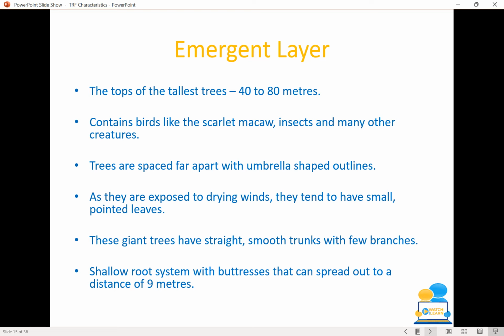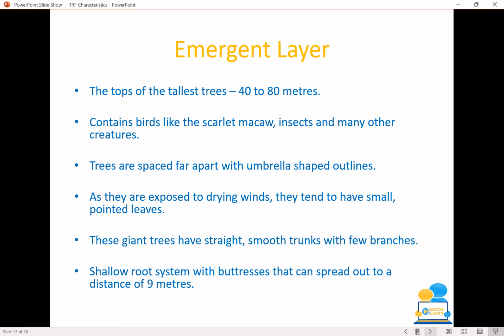And they have umbrella-shaped outlines. As they are exposed to drying winds, they tend to have small pointed leaves. So again, the trees adapt to where they are in the rainforest. So because they're up very high, there's a lot of winds, drying winds. If they were larger leaves, wider leaves, then they would probably break and fall off. So they have adapted to have pointed leaves, smaller pointed leaves, to be able to live and survive in this emergent layer. These giant trees have straight, smooth trunks with few branches at this particular point.